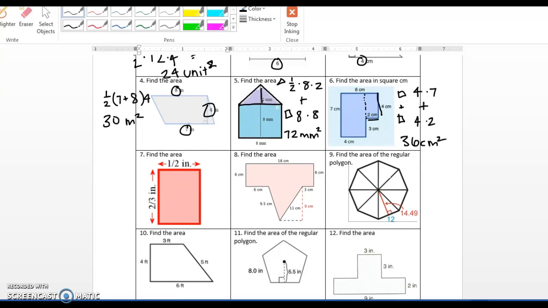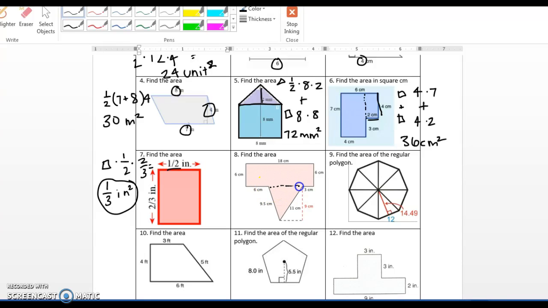This is a rectangle, so it's just base times height. Rectangle is base 1/2 times height, just 2/3. Multiply that out and you get 1/3 inches squared. Number 8, again, this is another composite shape.